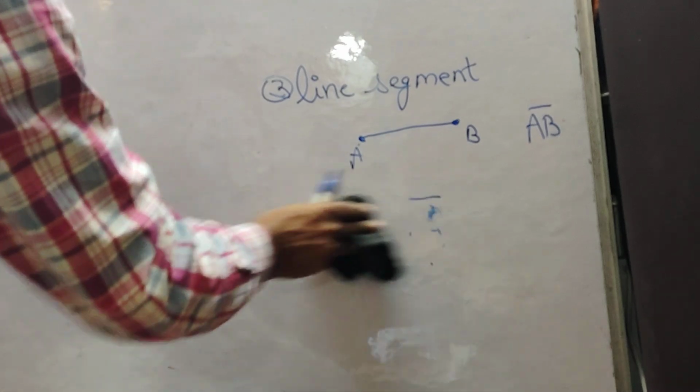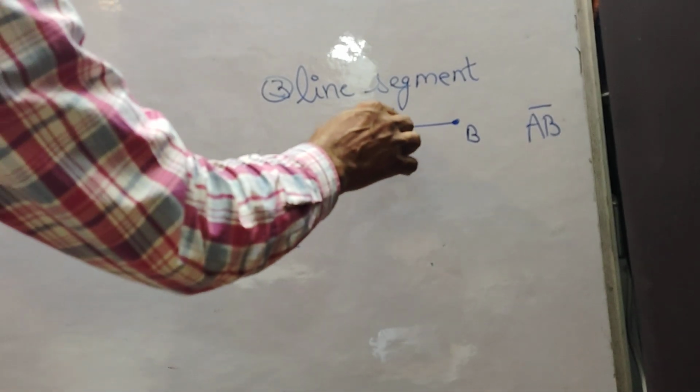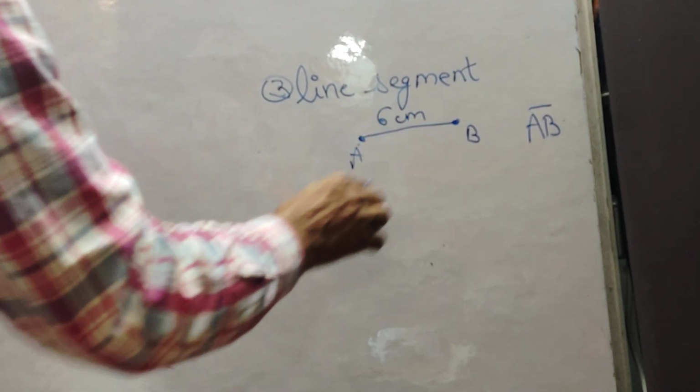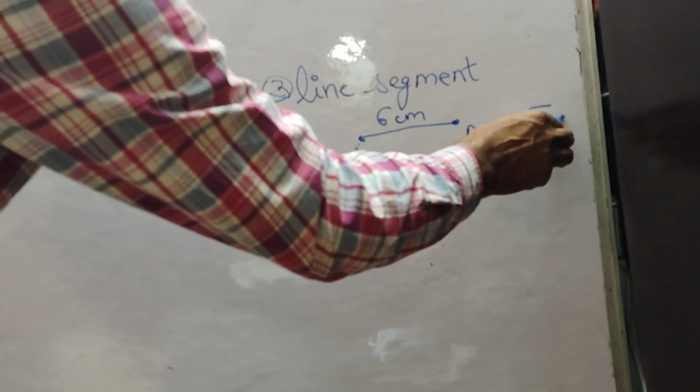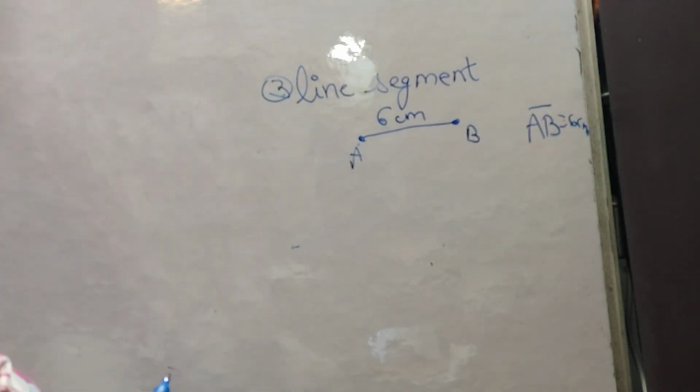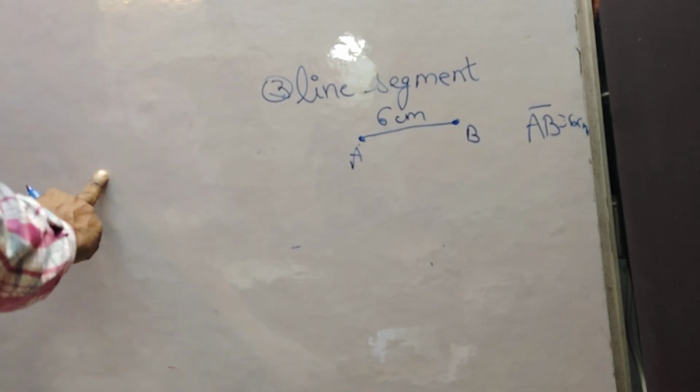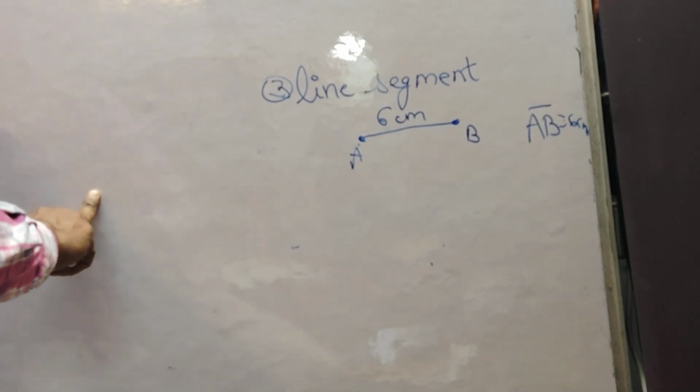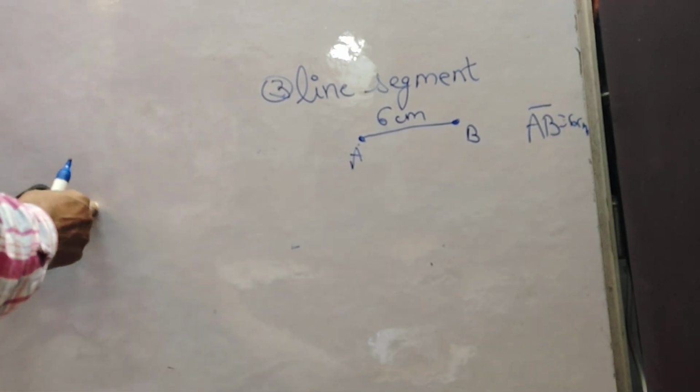Now a line segment has a fixed length, like 6 centimeters. Then we write it as 6 centimeters. So AB equals 6 centimeters. We use a ruler to measure the line segment. Ruler means scale. So a line segment has a fixed length.